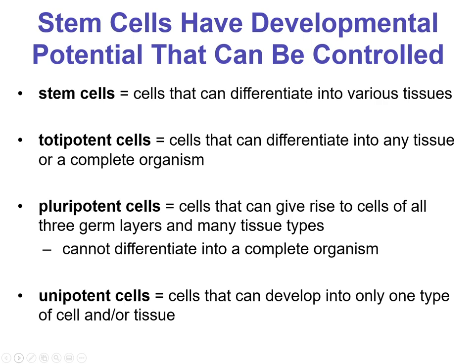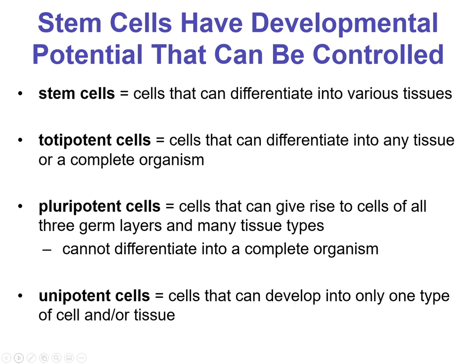And that leads us to talk about stem cells. Lots of debate, ethical debate about stem cell research. Not what we're doing here. We're just talking about stem cells and what they are and why they are so desirable to understand. So a stem cell is a cell that can differentiate into various different tissues. There's totipotent cells that can differentiate into any tissue or a complete organism. So these are like the creme de la creme of stem cells.